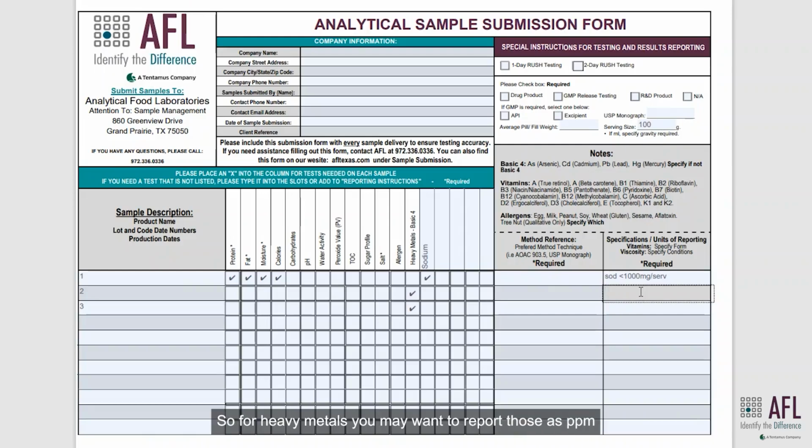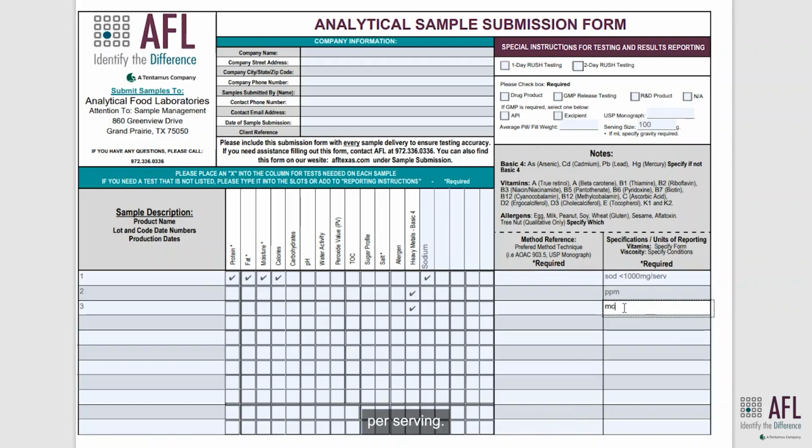So for heavy metals, you may want to report those as ppm for the second sample. And for the third sample, you may want to record milligrams or micrograms per serving. If you have multiple different products, please make sure that you indicate, serving size here is 28 grams per serving.